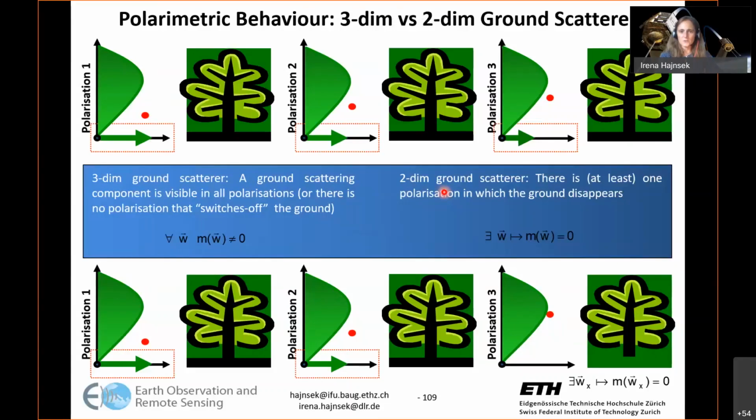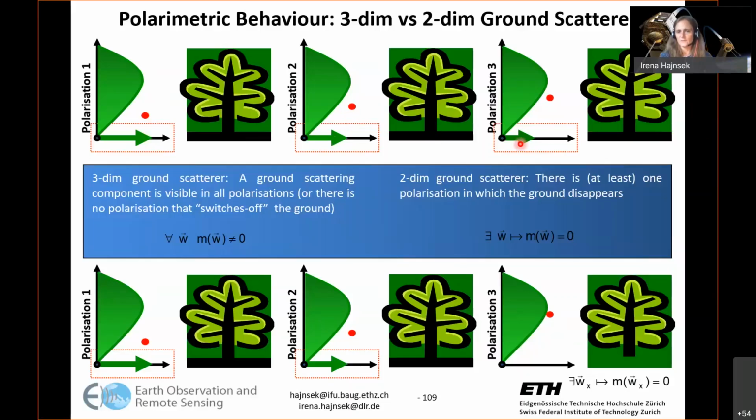What you could also do is called three-dimensional versus two-dimensional ground scatter. For the three-dimensional ground scatter, you have a strong ground contribution in addition to the volume. That's shown in this sketch. We have a strong ground contribution and the phase center is located in a lower part. In another polarization, you could have less ground scattering, and you would have a higher location of the phase center.